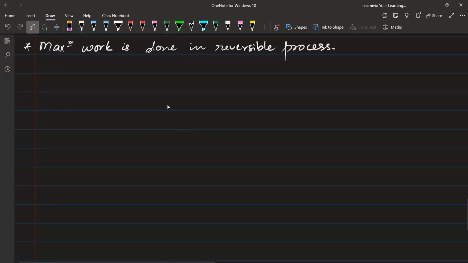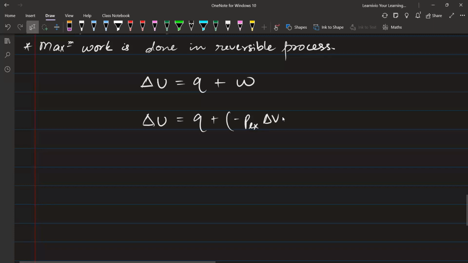ध्यान सुनिएगा जरा. We have seen that delta U is equal to Q plus W, and we have also seen that delta U is equal to Q plus minus P external into delta V. ठीक है. So we have seen these two equations. अब ध्यान सुनिए जरा. We are going to make different cases according to the process. तो ध्यान से बस देखिएगा, लिखने की भी आपको जरूरत नहीं है.